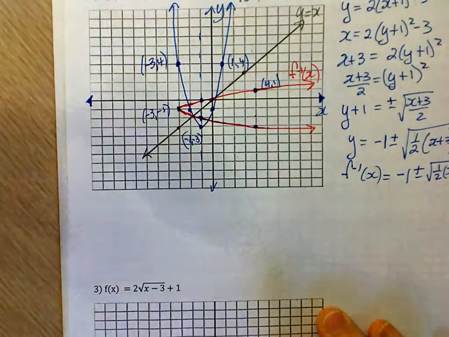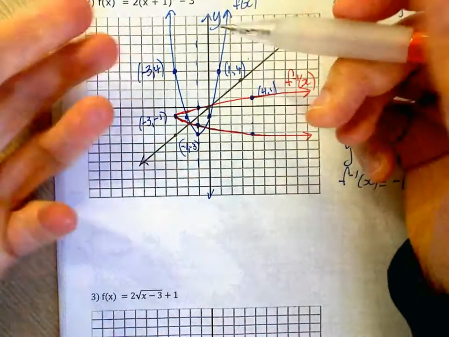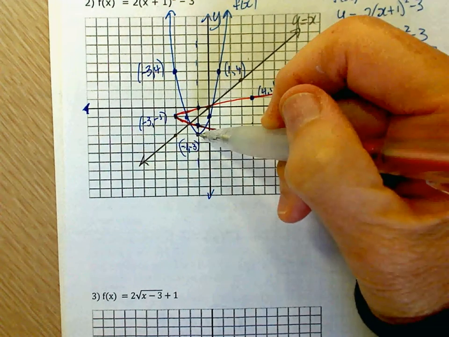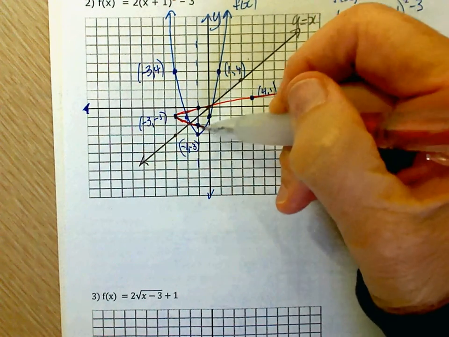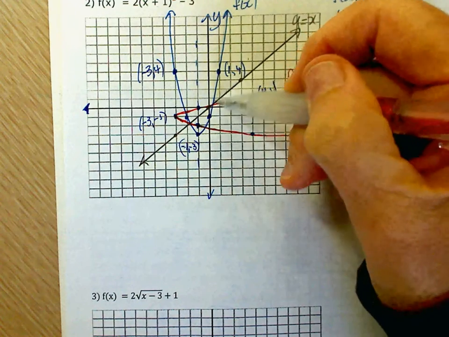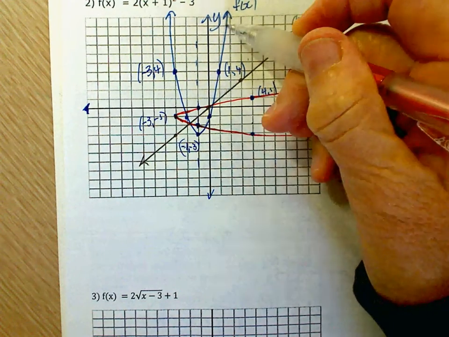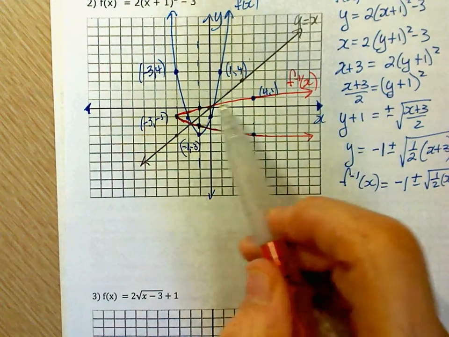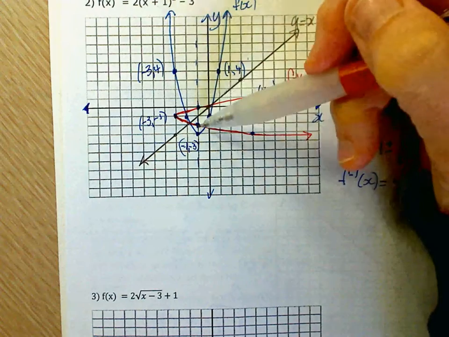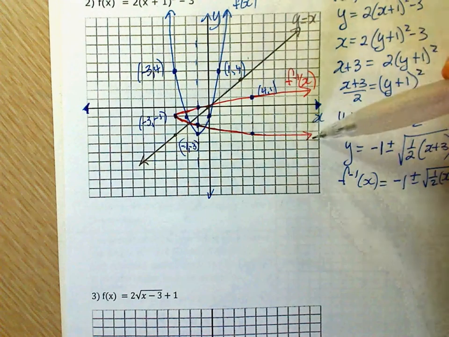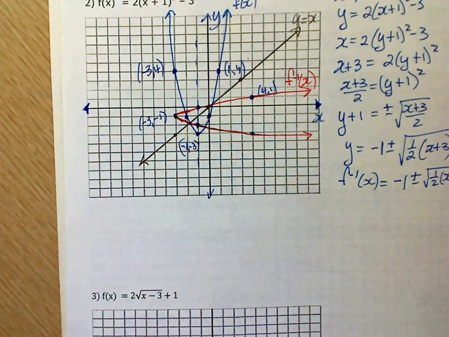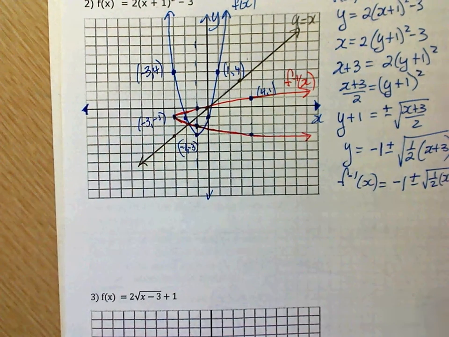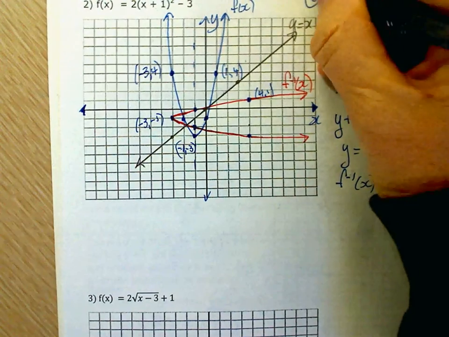So notice this branch of the parabola right here is reflected to be this branch. So the right branch goes to the top, the left branch goes to the bottom. Okay, just an observation. So we want to do the domain and range, so let's do that. This was A, this is B, this is C.